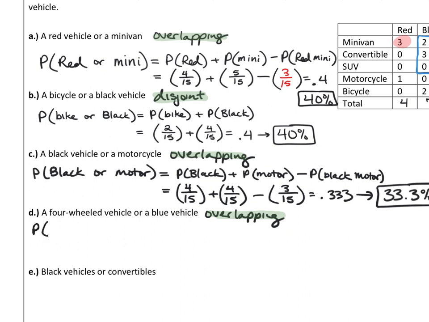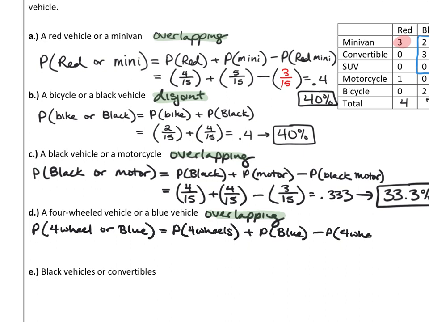We would say the probability that we have 4 wheels or picked up a blue vehicle would be equal to the probability of 4 wheels plus the probability that it's blue minus the probability that we have a 4-wheeled blue vehicle.